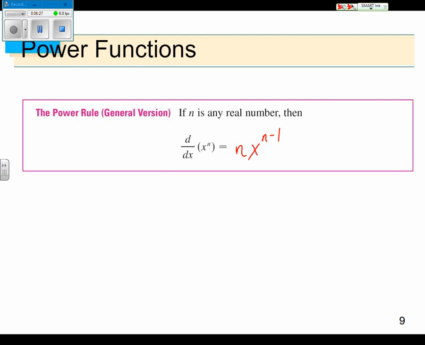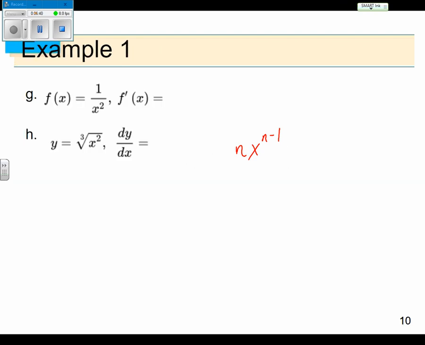I'm not going to revise it anymore. I remember. That's all I got for you. Oh, you want to do more examples? All right. We can do more examples. Let's do G and H here.